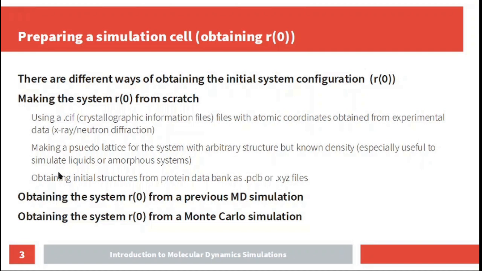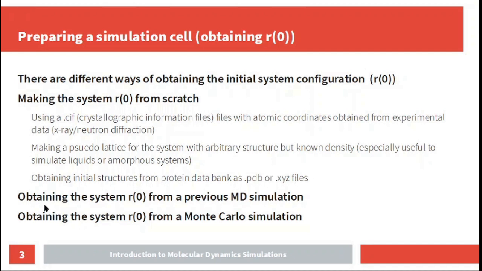Yet another way, actually this way is not very much different from this. If this is for mostly crystalline materials, for biomaterials like proteins and other things, you have a protein data bank where you can find the coordinates of some proteins, amino acids, and these coordinates are stored as .pdb files or sometimes .xyz files. So you can obtain these structures from protein data bank as well.